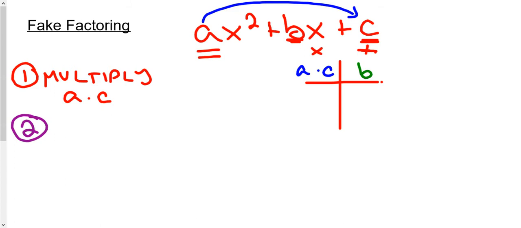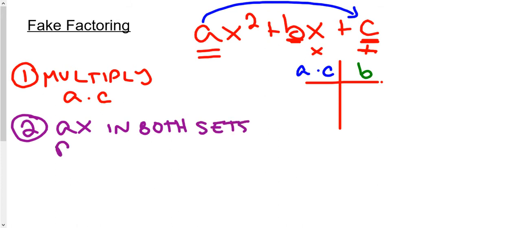So after we multiply a by c and find those factors, we are going to put ax in both sets of parentheses. And this is why it's called fake factoring, because technically this step is very wrong. It won't give us the right answer if this is all we do. So we will have to put ax in both sets of parentheses. If this equation up here is 4x squared, then we would put 4x in both sets of parentheses. And we'll see some examples to explain that.